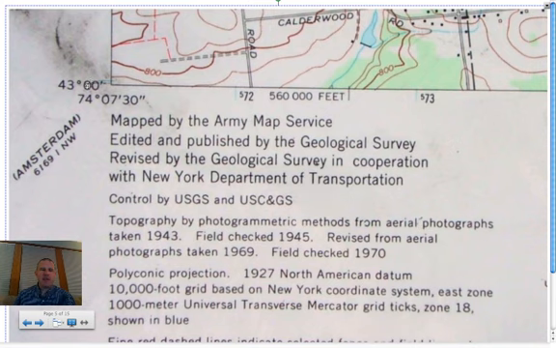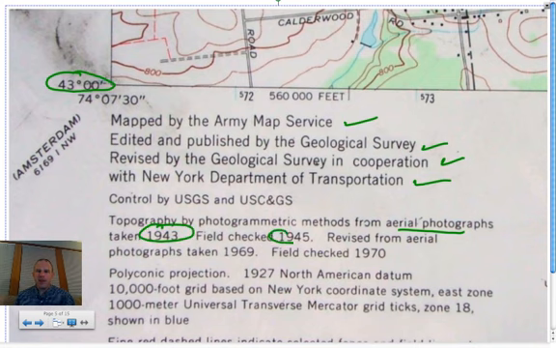In the bottom left-hand corner, as I said earlier, the bottom was going to be 43 degrees because we took away 7.5 minutes. We still have the same longitude because we're on that same side of the map, but it tells us who the map was made by, who it was edited by, who it was revised by, with the New York State Department of Transportation. This tells us that the original map was made from aerial photographs, originally done in 1943. They went out and field checked the map.